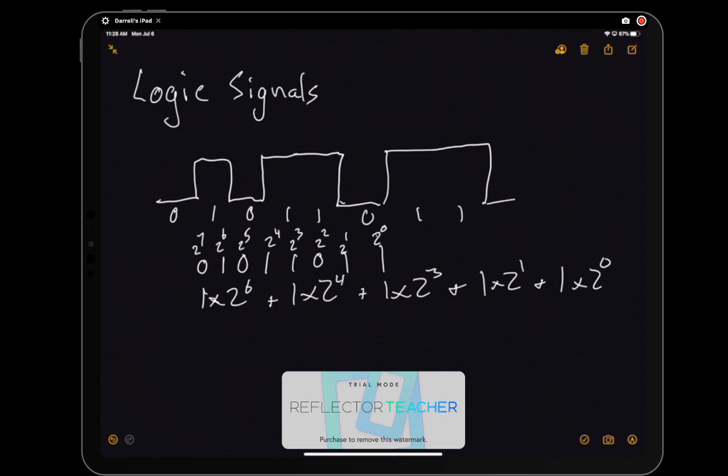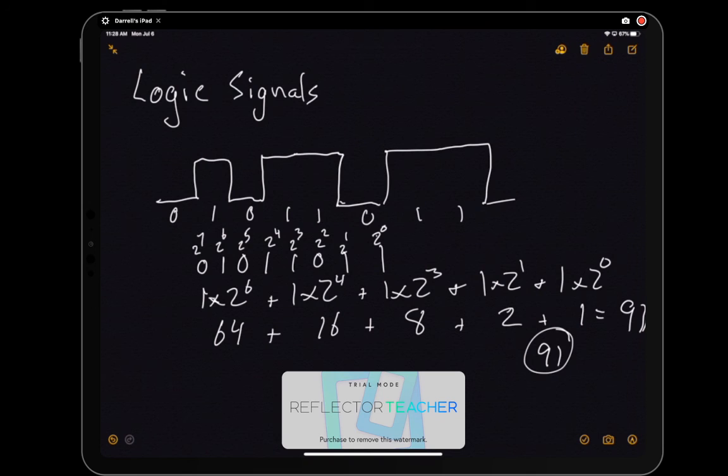So 2 to the 6th power is 64, plus 2 to the 4th power is 16, plus 2 to the 3rd power is 8, plus 2 to the 1 power is 2, plus 2 to the 0 power, anything to the 0 power is 1, so that's plus 1. We add all these numbers up, and we get 91. So that's our answer. 91 is the value that was sent across the serial line.